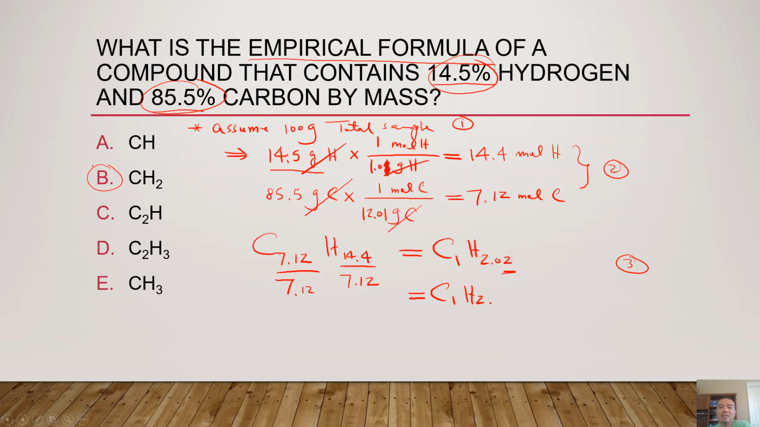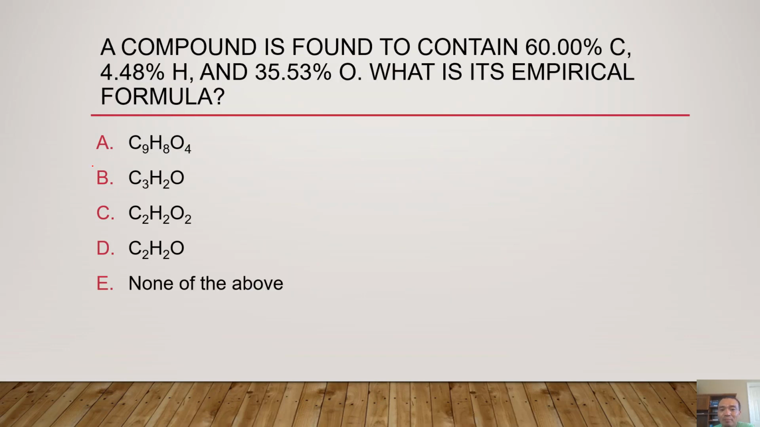Let's look at another example. Hopefully we can have a lot of practice this way. Again, I strongly suggest you work on these examples before you look at the answer. In this problem, we are given the percentage of each element: carbon, hydrogen, and oxygen. Do remember the two key steps. The first is grams to mole.